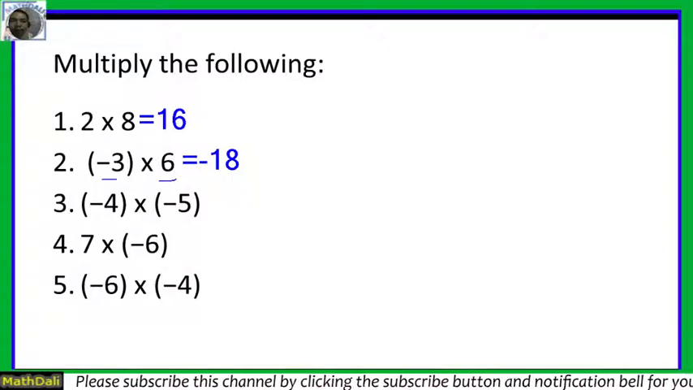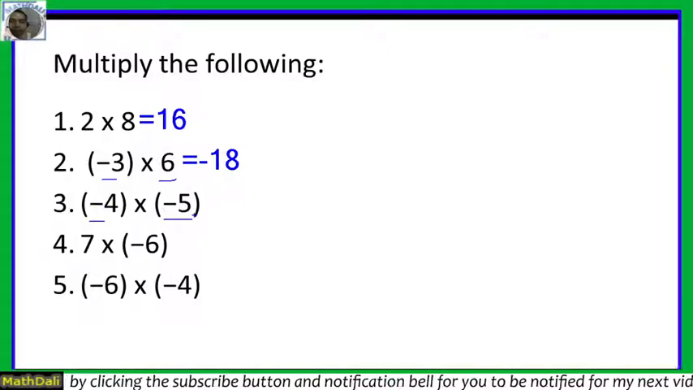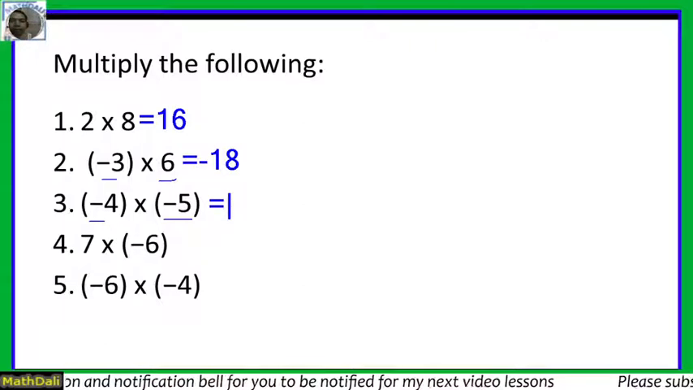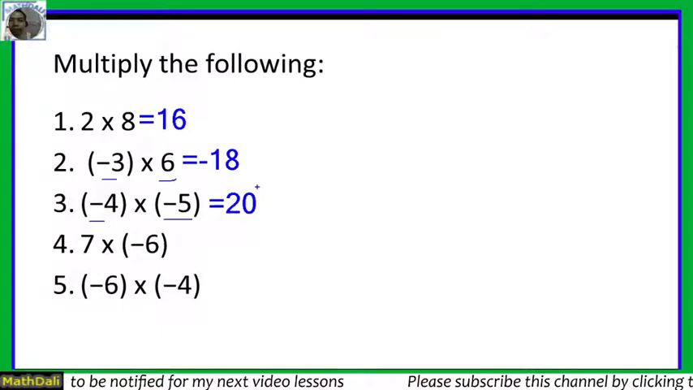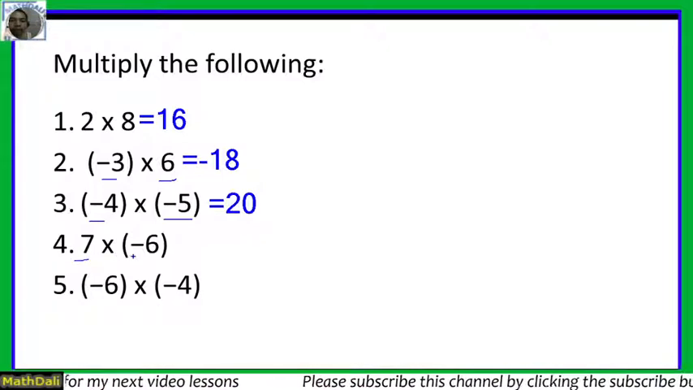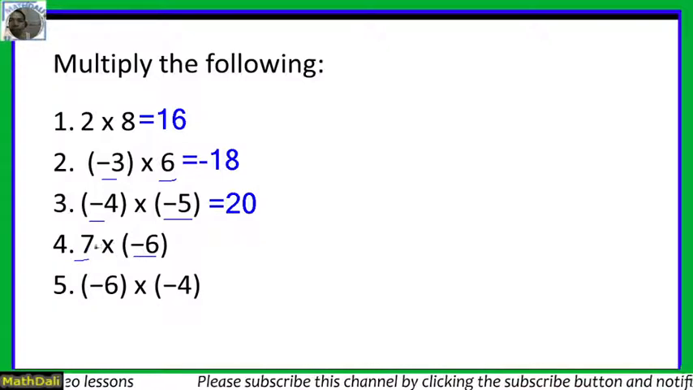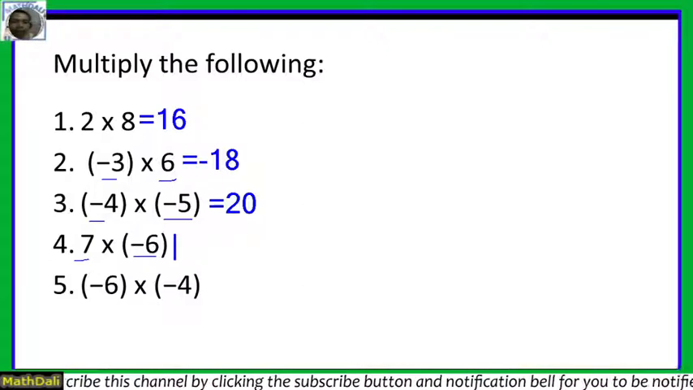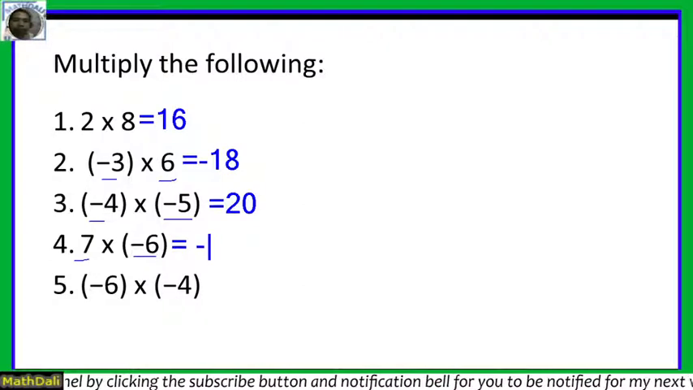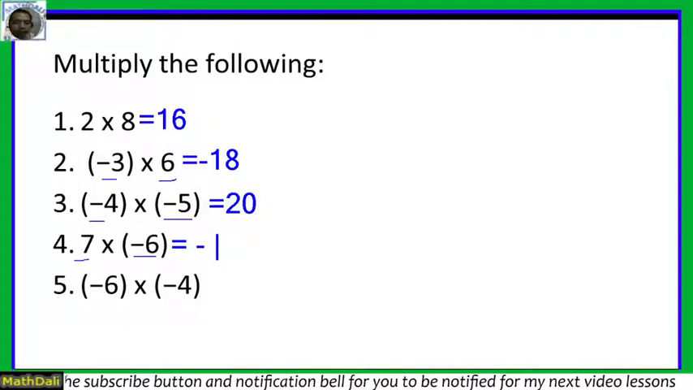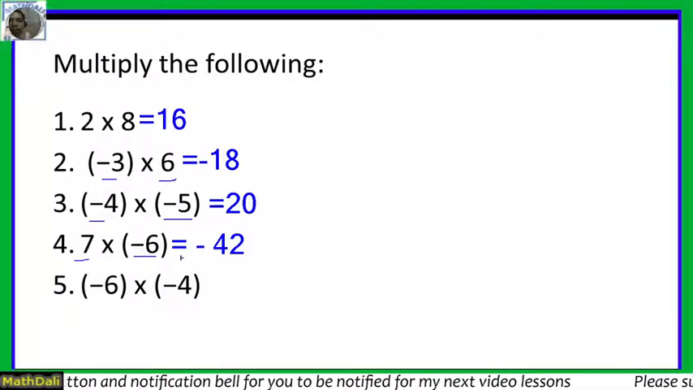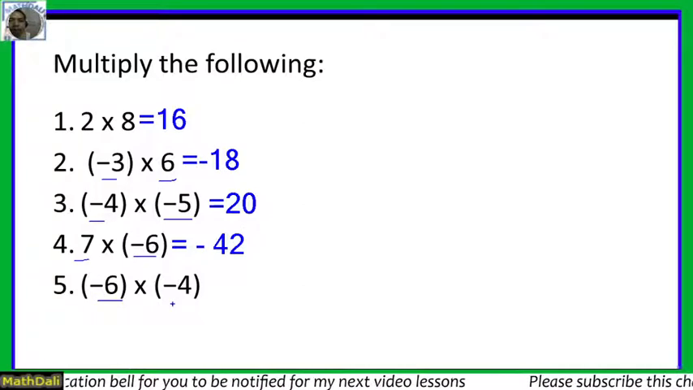Then next, ito naman, we have negative 4 times a negative 5. So kung mapapansin ninyo, parehas silang negative, definitely their product must be a positive. So yan, pagka parehas yung sign, positive yung sagot. So 4 times 5 rather, that is equal to 20. The next, positive 7 times negative 6. Yan, magkaiba na naman yung sign. Pag magkaiba yung sign, automatic na yung sagot ay equal sa negative. Is negative 42.